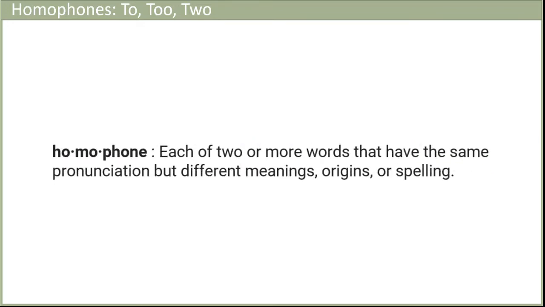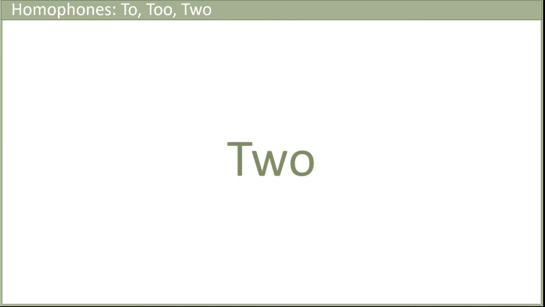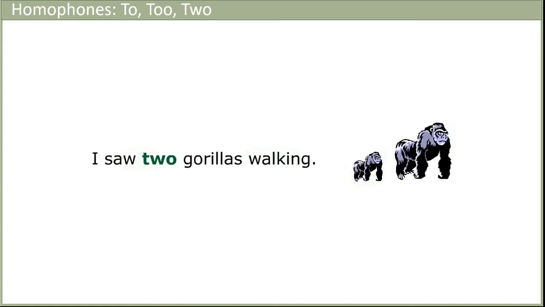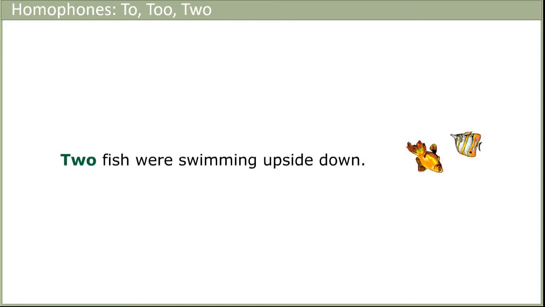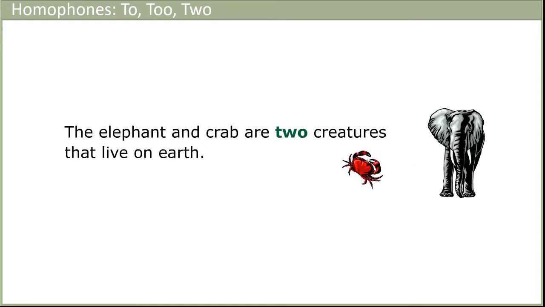A homophone is each of two or more words that have the same pronunciation but different meanings, origins, or spelling. Perhaps the easiest one to understand and use is two, T-W-O. Yes, it's the number 2. I saw two gorillas walking. Two fish were swimming upside down. The elephant and crab are two creatures that live on Earth.